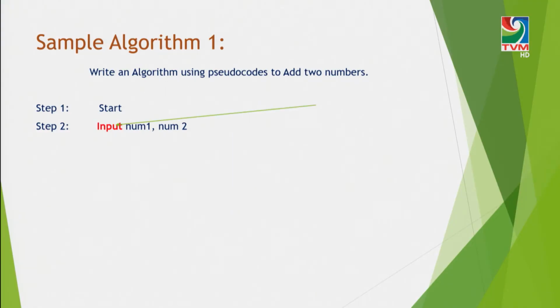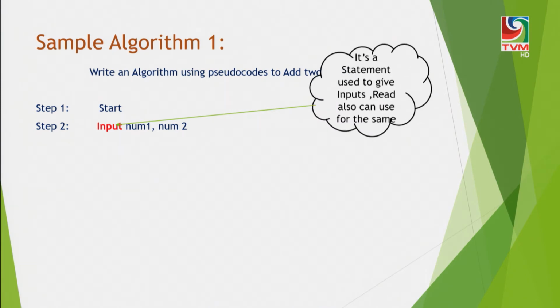Now here you can see one input statement. I put it in red color, meaning that it is a keyword, it is important, or it's a command. Now you can replace this command with another statement called read. If you don't want to use input, you can use the statement called read, also fine.